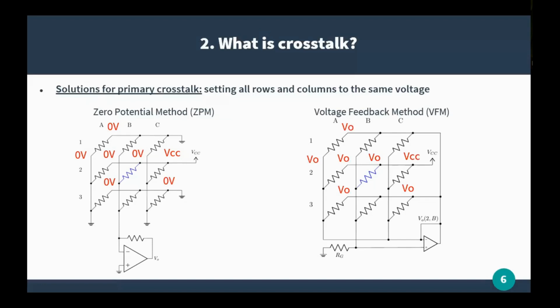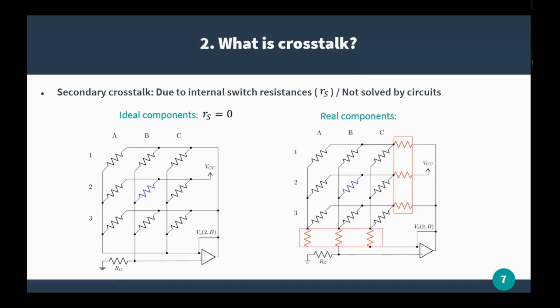However, the circuits have another problem, which is not shown here, which is called the secondary crosstalk. And this crosstalk does not come from parasitic currents like the case before, and the problem comes from the existence of internal switch resistances, the internal resistances of the multiplexers and demultiplexers, which are painted in red on that side right there. In real components, these resistances are not 0, and this means that none of the rows or the columns are at the output voltage, so they are set to different voltages. So the problem is not completely solved. This method largely solves the primary crosstalk, but there's another type of crosstalk, which is this one.